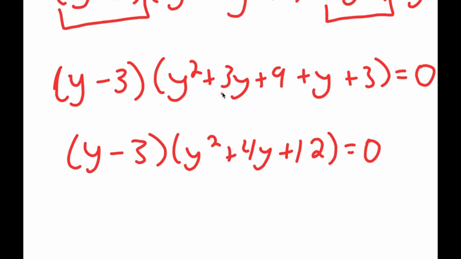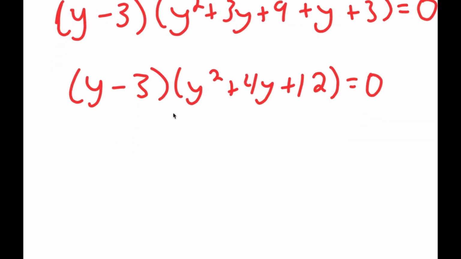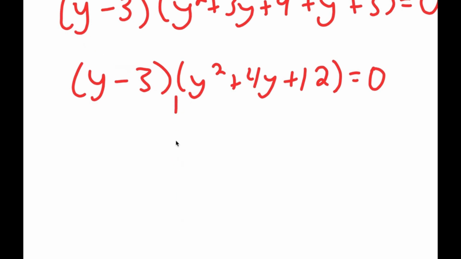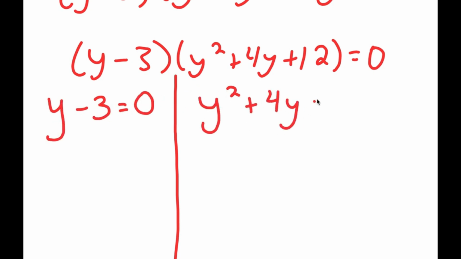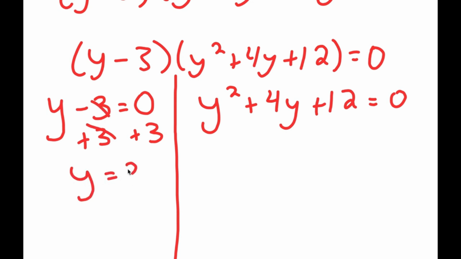Now, this gives me two equations. I get y minus 3 is equal to 0. And I also get y squared plus 4y plus 12 is equal to 0. So, for my first equation, y minus 3 equals 0, all I have to do is add 3 on both sides, and I get y equals 3. So this is my first solution of y.